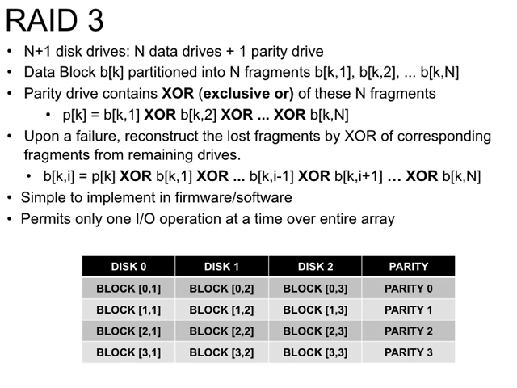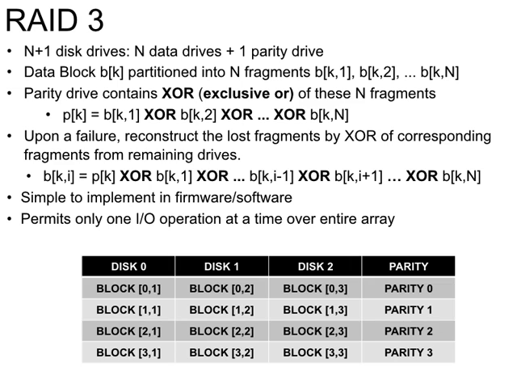So let's start with RAID 3 and see how we can apply this principle. In RAID 3 you have n data disks and one parity disk. This additional parity disk is used to store extra information for redundancy. If you're given a block bk of data, the first thing we do is divide the block bk into n fragments, bk1 through bkn. Each of these fragments is stored on a separate disk.